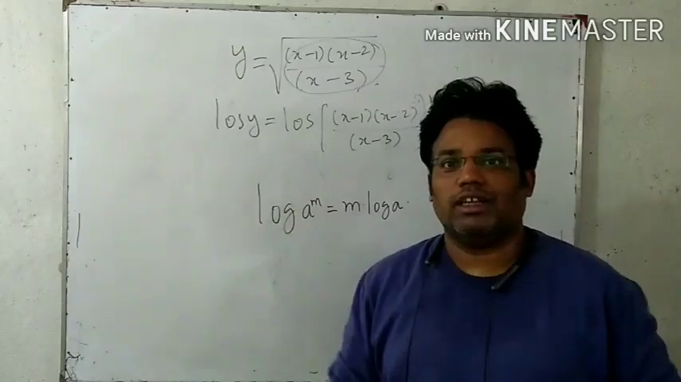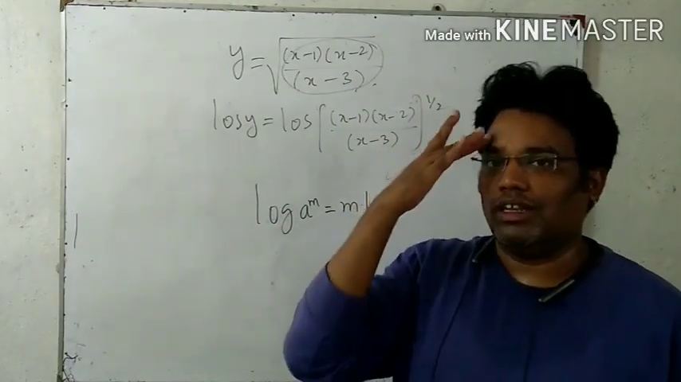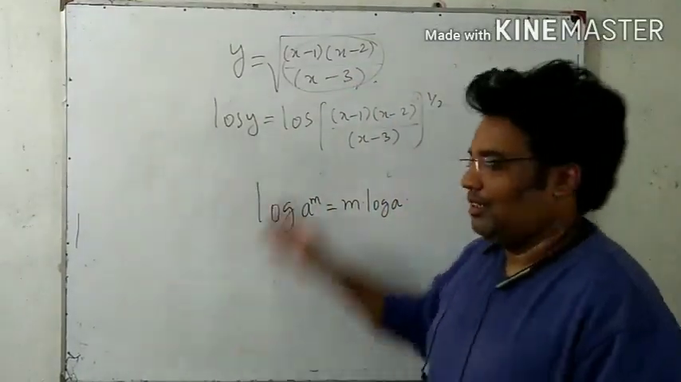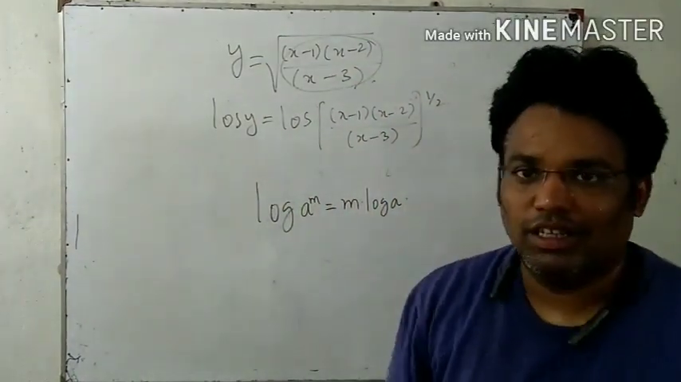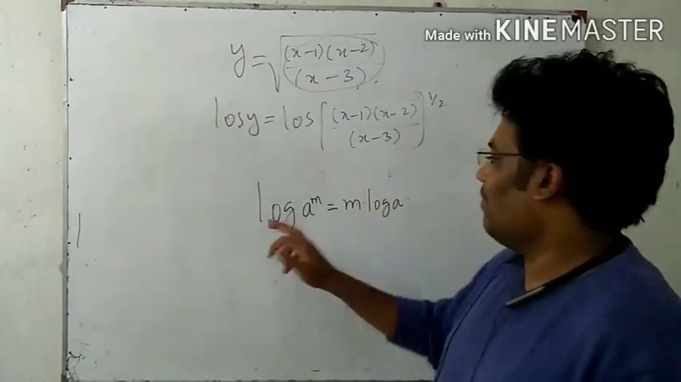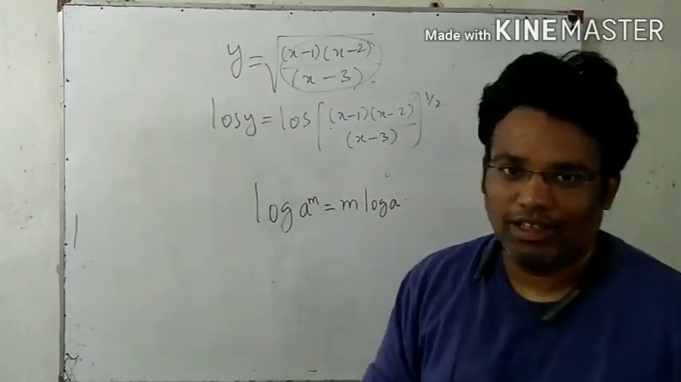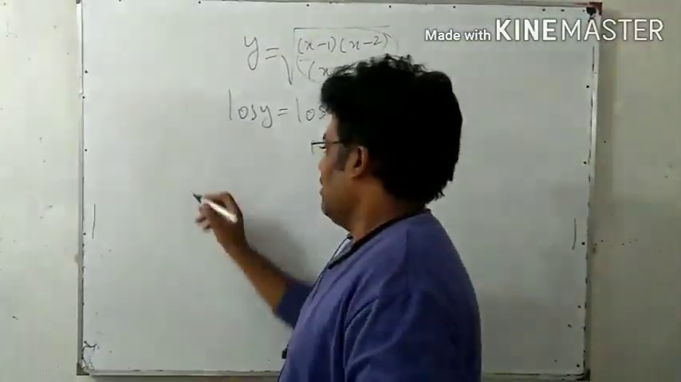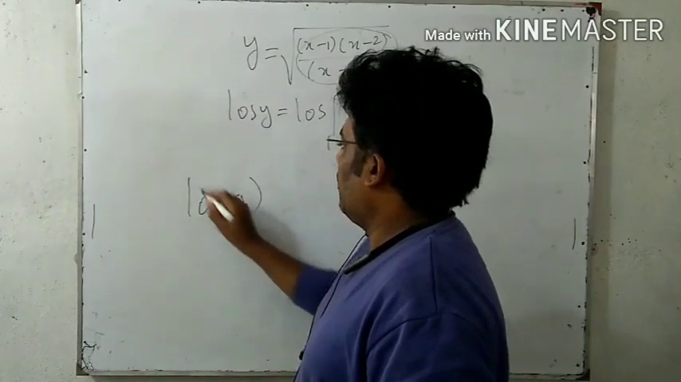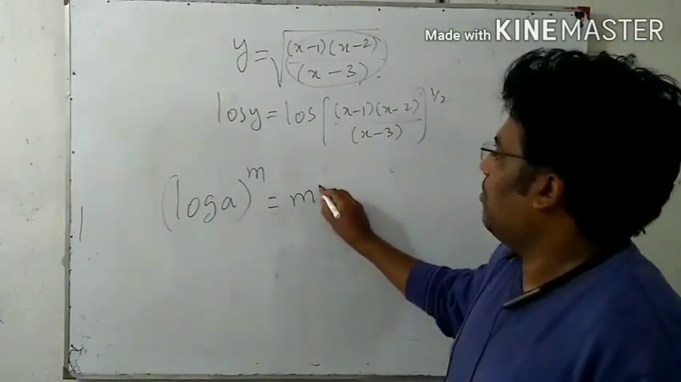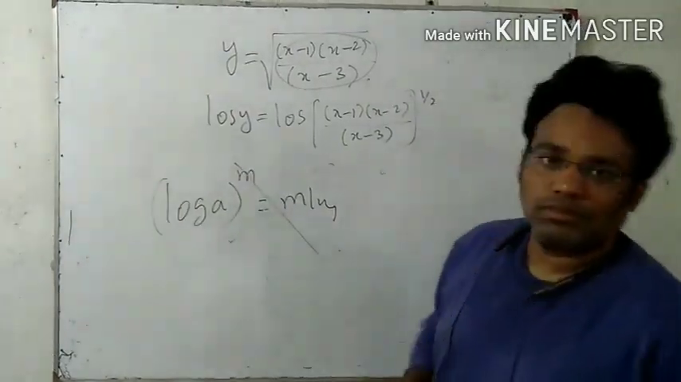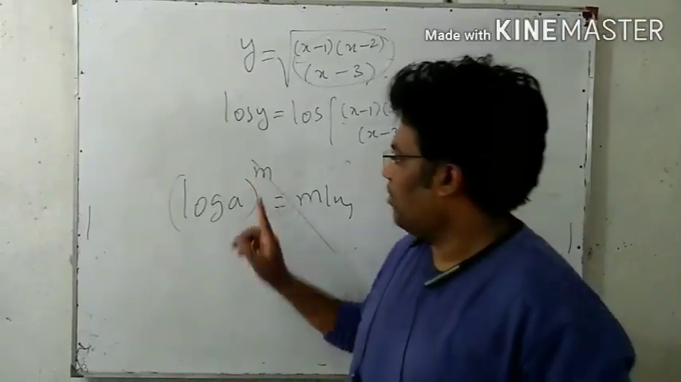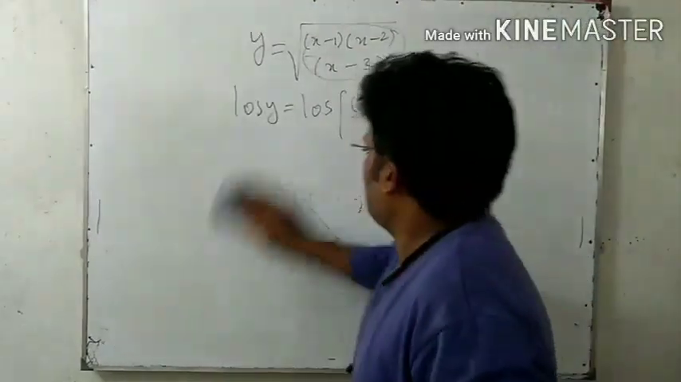Whatever I tell you, do not think it is differentiation. This is nowhere concerned with differentiation. This is just a property. Log a power m is m into log a. Clear? One more thing: log a whole to the power of m cannot be written as m log a. In power movement, it is not for the whole, it is for the a. Clear? Now I am using this property.